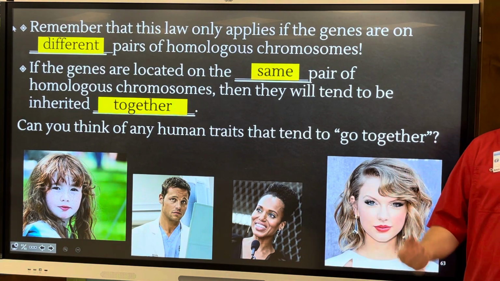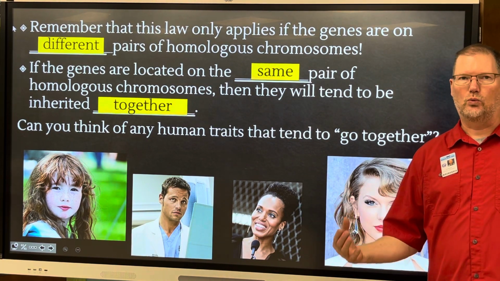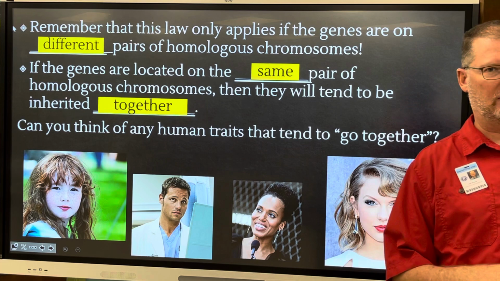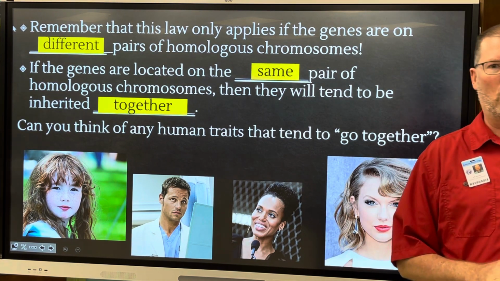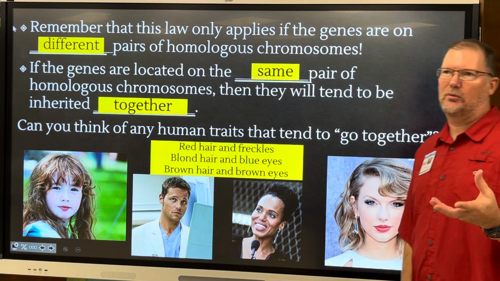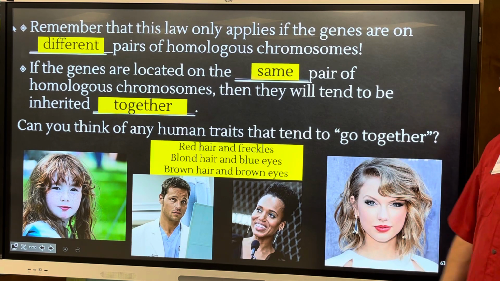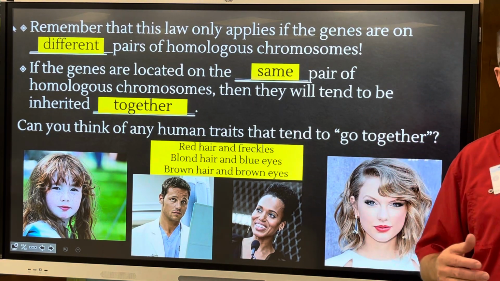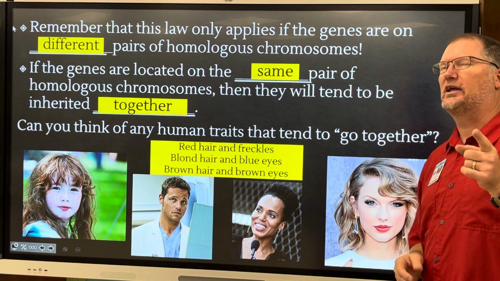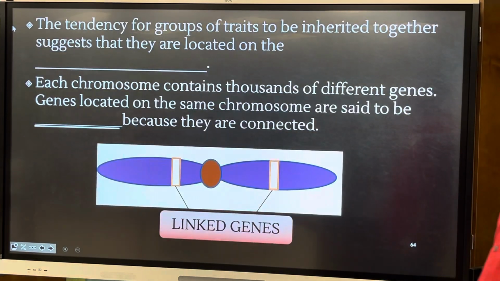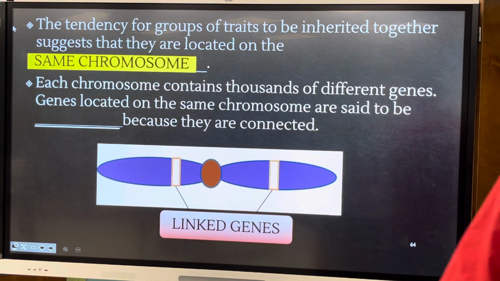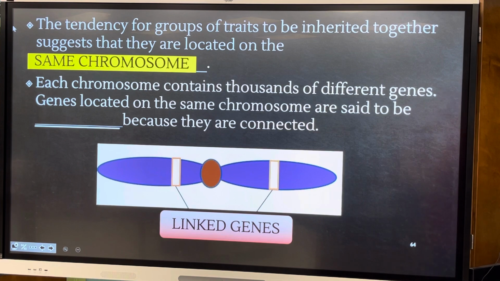And we've been discussing a lot of traits over the past week plus, okay? But look around the classroom, think about your family, think about your friends, think about what you know about humans and traits, okay? So red hair and freckles. Oftentimes when someone has red hair, they have freckles. Blonde hair, blue eyes, right? Brown hair, brown eyes. You did know those. You like, oh yeah, I got it now. The tendency for groups of traits to be inherited together suggests they're located on the same chromosome, which is kind of what we just said.